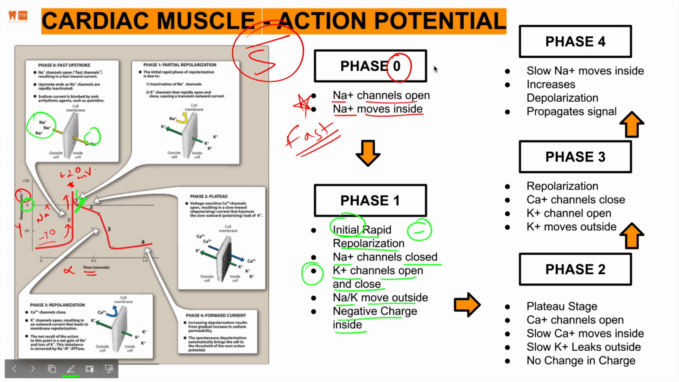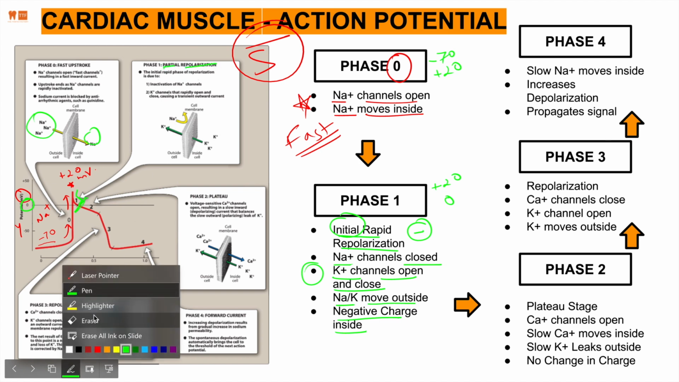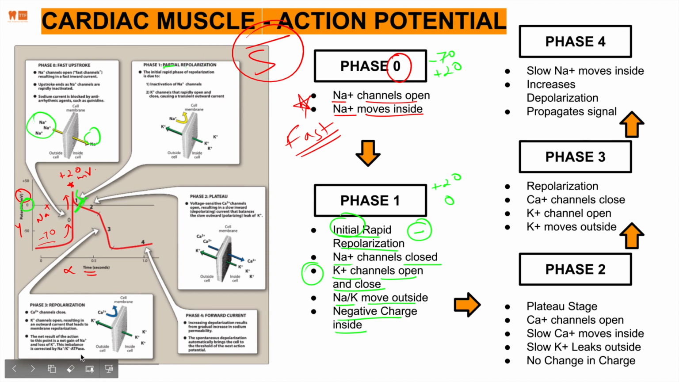So in other words, this goes from negative 70 to positive 20. This goes from positive 20 to 0. Fair enough? So let's read this. It's called partial repolarization. Remember, it's partial. It's not entire. It's partial.